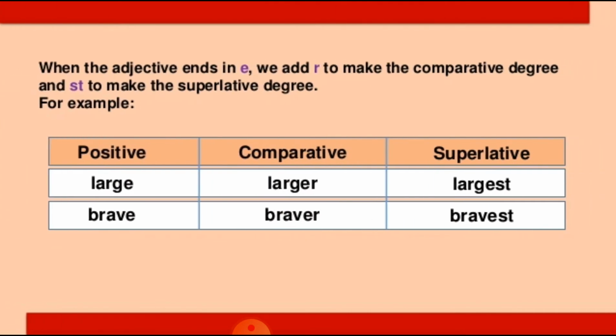When adjectives end in e, we add r to make the comparative degree. In the positive degree you can see large, it is ending with e. So in the comparative it will become larger, we add r at the end of the word, and st to make the superlative degree, largest. Brave, braver, bravest.